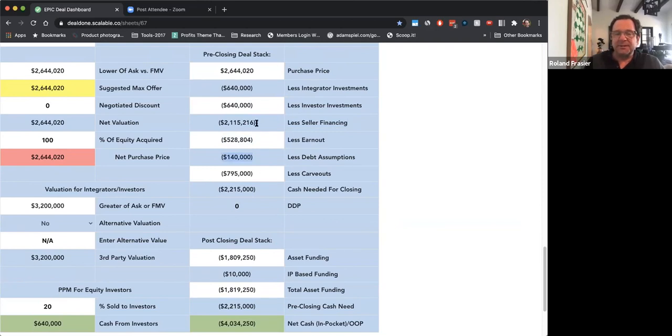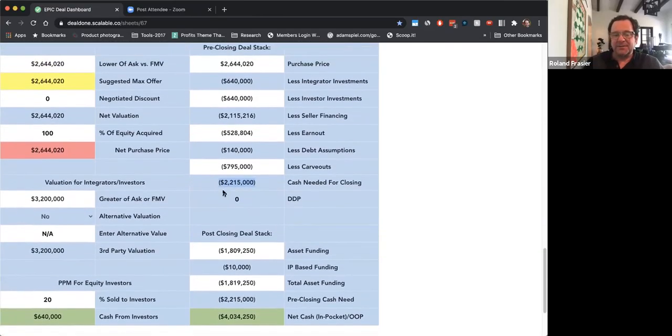All this is imported from other parts of the document, by the way. Less the carve-outs that we did way early on of 795 means that the cash we need for closing is negative 2.215 million. So that's 2.215 million that we do not need. That means we could actually put cash in our pockets.